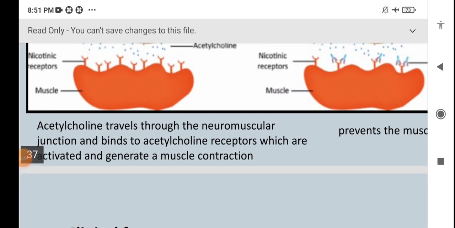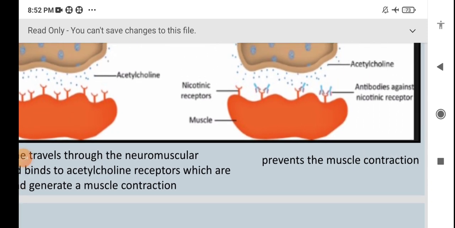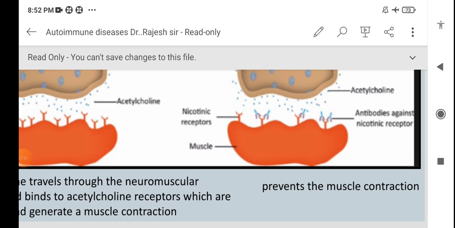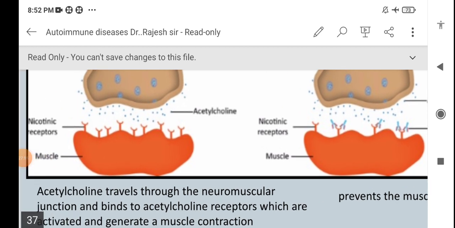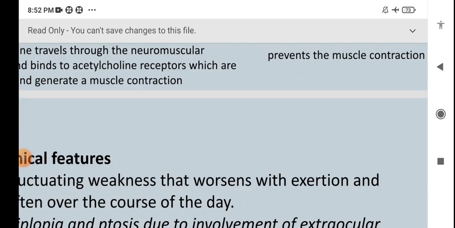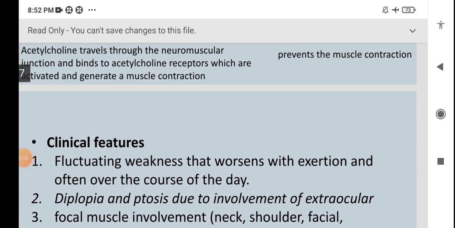Acetylcholine travels to the neuromuscular junction and binds to the acetylcholine receptors, which are activated and generate a muscle contraction. This is normal in a healthy individual. So, what happens here in the diseased patient? Prevention of the muscle contraction, because there is no attachment of acetylcholine to the nicotinic receptors.